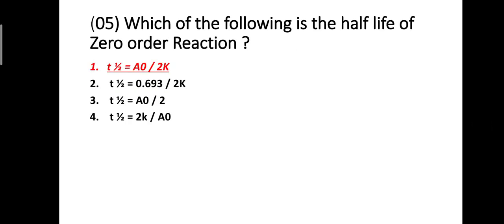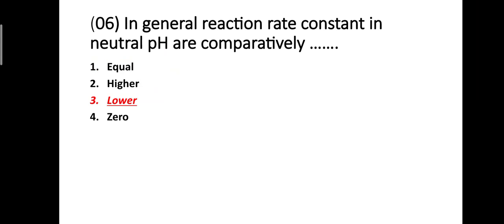Question number 5. Which of the following is the half-life of zero order reaction? Option first, T1/2 equal to A0 upon 2K. Second option, T1/2 equal to 0.693 upon 2K. Option number 3, T1/2 equal to A0 upon 2. Option number 4, T1/2 equal to 2K upon A0. And the correct half-life of zero order reaction is T1/2 equal to A0 upon 2K, option number first.